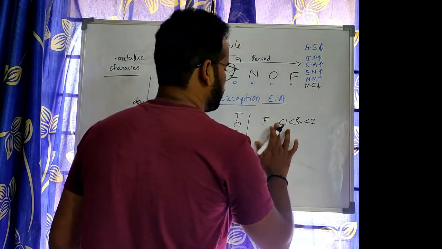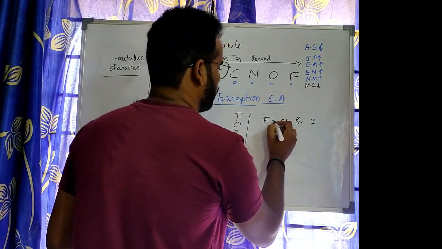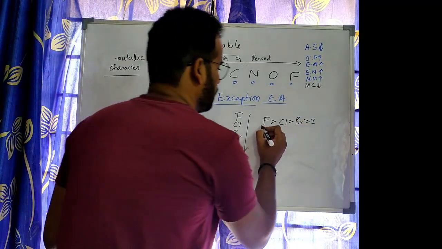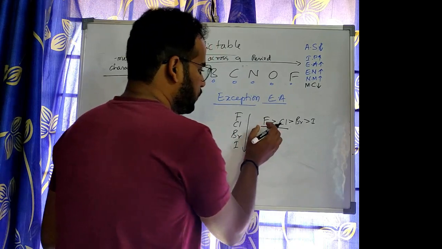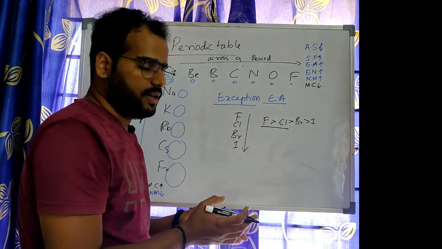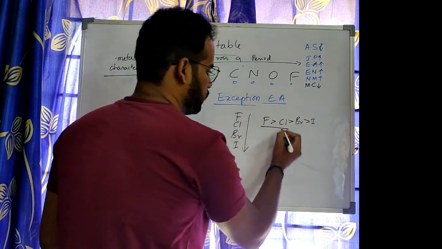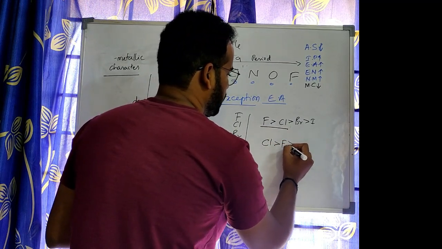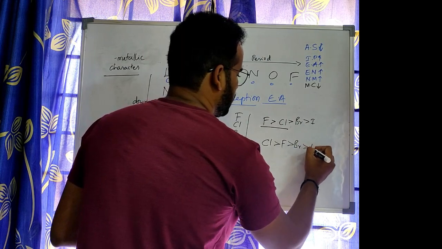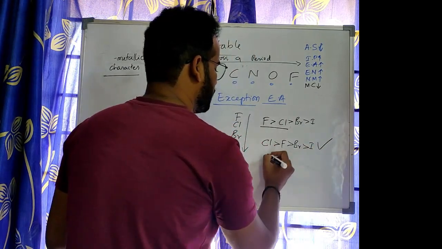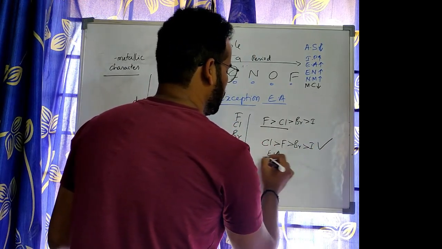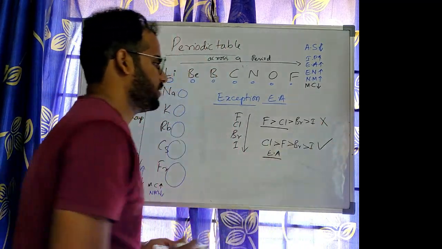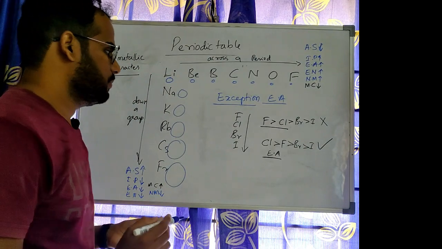Decreasing order, fluorine more electronegative, like this. But there is an exception for fluorine and chlorine. Fluorine has a lower electron affinity value than chlorine, so therefore the order will be chlorine greater than fluorine, greater than bromine, greater than iodine. So this will be the correct trend for electron affinity values for halogens. This will be the wrong trend. So this is what you have to remember, the exception.